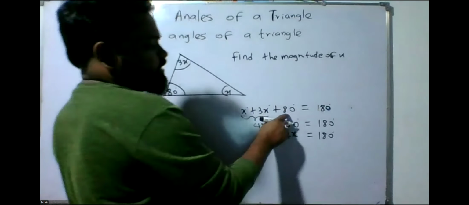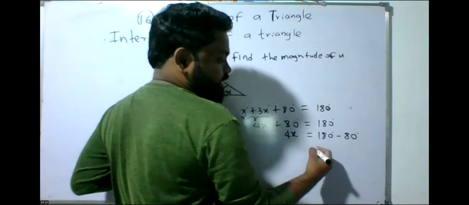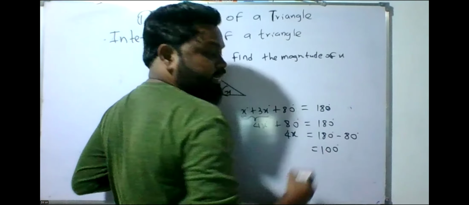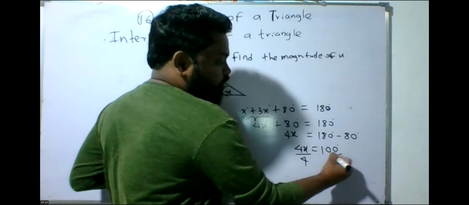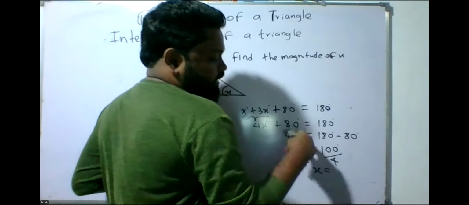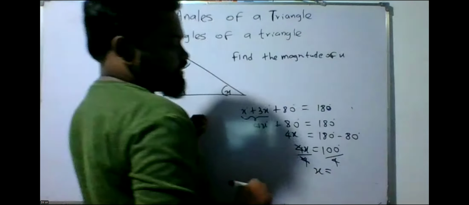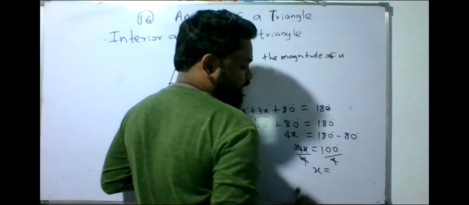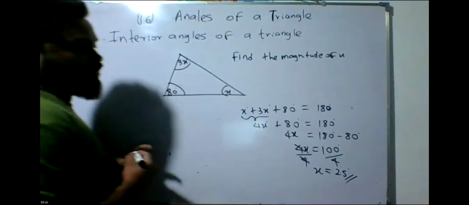We can bring that 80 to the other side. It is minus 80. You get this side 100. 4x. To find the magnitude of x, we have to divide both sides by 4 because x was multiplied by 4 earlier. Now we divide and cancel. It is 25. x equal 25. Very simple.